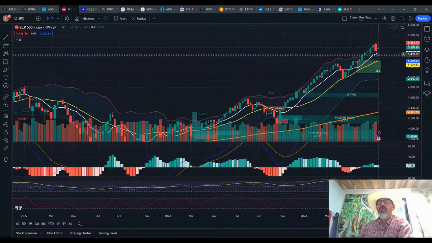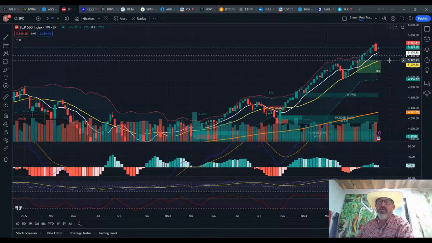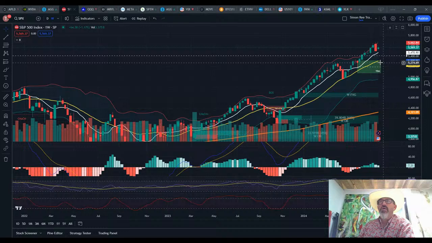But right now on a weekly chart, we're still above the 9, we're still above the 20. There's a lot of potential buyers down in this area between 5,000 and about 5,300 or so. So there is that potential. If we saw a pullback and blow through the 9 and we hit that 20, you're going to probably see some buying in that area.